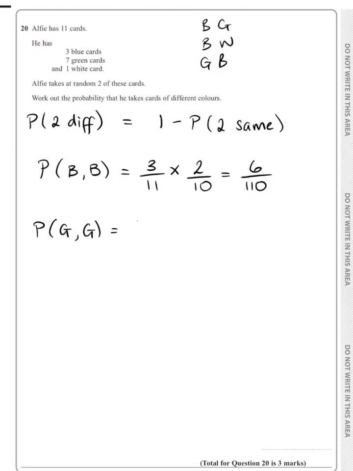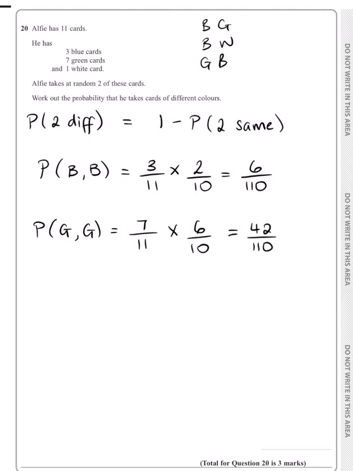So it's going to be 7 over 11. Green, and we use multiply. And then the second green, 6, because we took 1 out of 10. Multiplying these numbers together gives me 42 over 110.